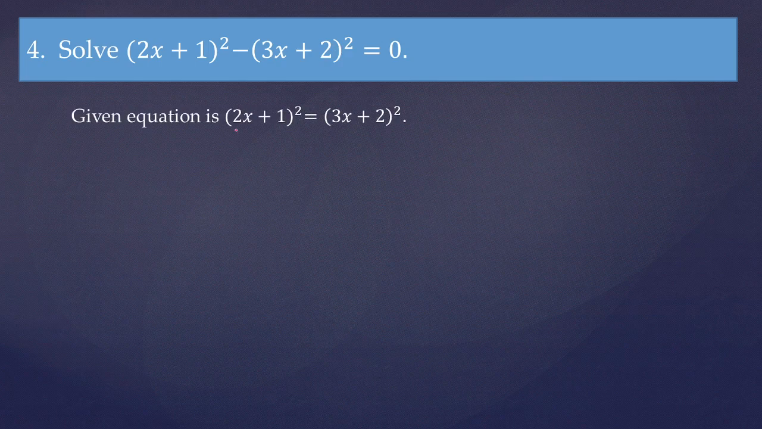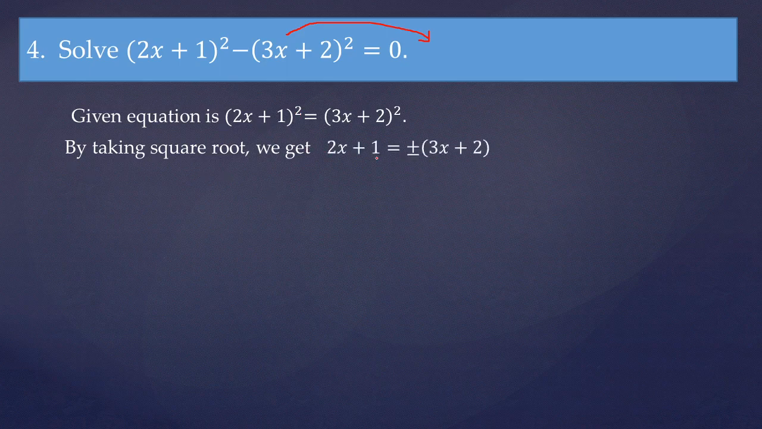Okay. Fourth question. Solve (2x plus 1) the whole square minus (3x plus 2) the whole square equal to 0. So the given equation can be written as, you just bring this term to this side. So what will happen? (2x plus 1) the whole square is equal to (3x plus 2) the whole square. In order to remove the squares, we can take the square root. By taking the square root on both sides, we get 2x plus 1 equal to plus or minus (3x plus 2). Whenever you take the square root, you will get plus or minus. So in the first case, I am going to consider only the plus, and in the second case, I am going to consider the minus.